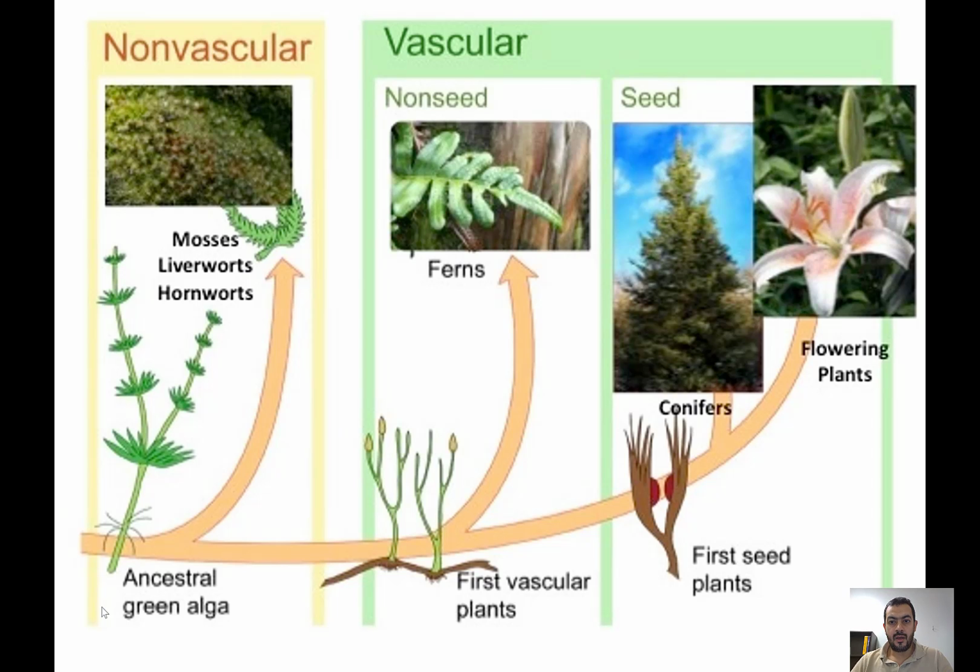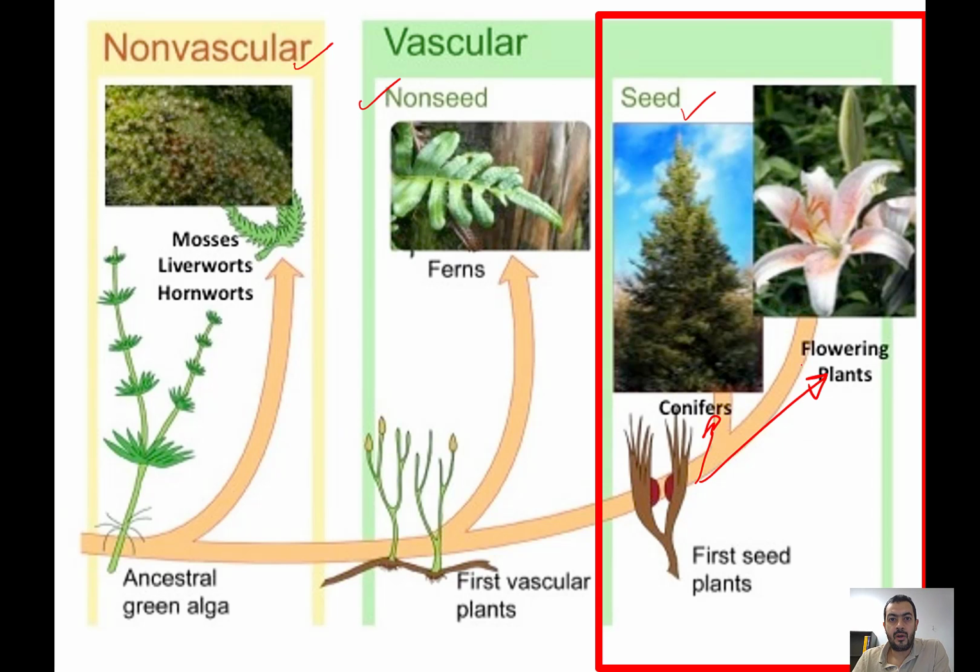Hello everyone. In this video we are going to continue in the plant evolutionary pathway, and we have discussed already the non-vascular plants and the seedless vascular plants. So the next step is discussing the seed plants. As we have already mentioned, seed plants include two main groups, the Gymnosperms and the Angiosperms. So this will be the focus.